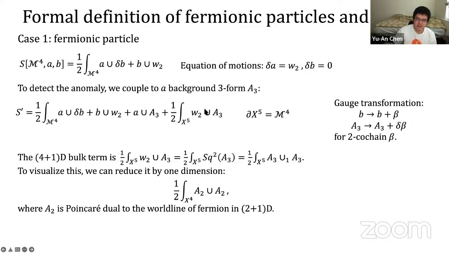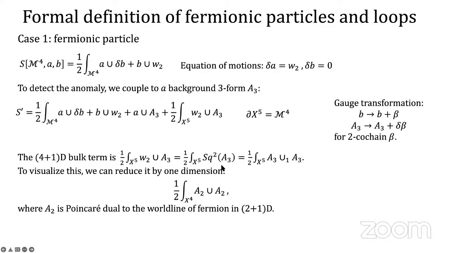So far, the A3 cup-one A3 is a 4+1D term, which is hard to visualize. To actually demonstrate the meaning of this term, I go down by one dimension. I just change the A3 to some A2. We can show that A3 cup-one A3 can be reduced to A2 cup A2 if I ignore a certain direction. Sorry, are you assuming the bulk to be orientable? Oh, yeah, because we don't have a W1. If you use the formula, there's some W1 squared. I just ignore it. Exactly.